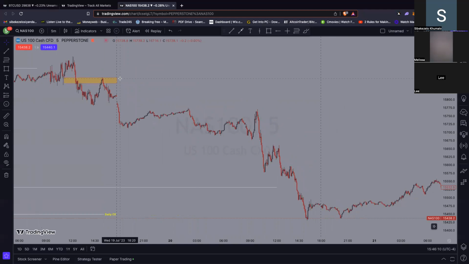Is it 3 to 4 or 2 to 3? Let me check. I'm still not so familiar with the New York PM silver bullet times, so I always have to refer to my journal here. Okay, where is it? Where is it?